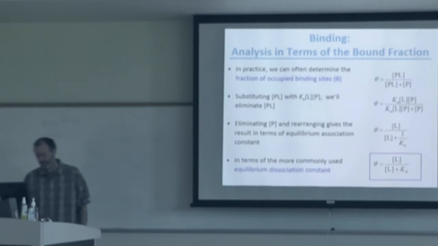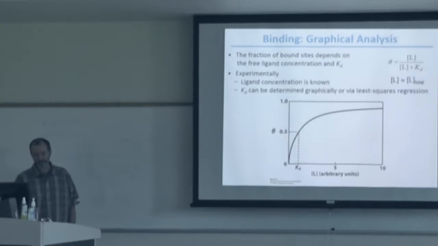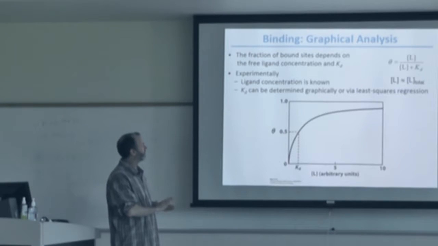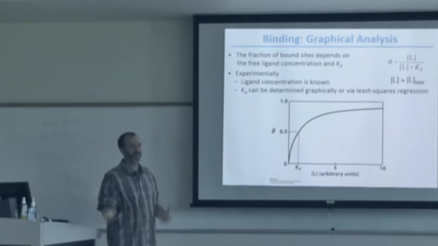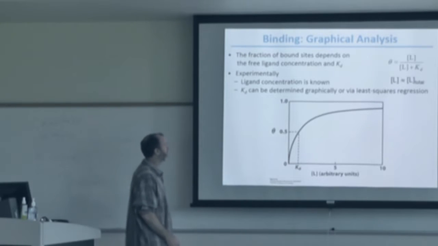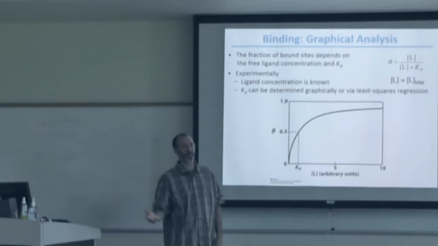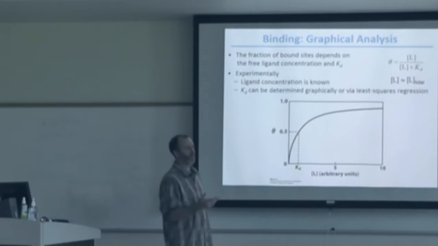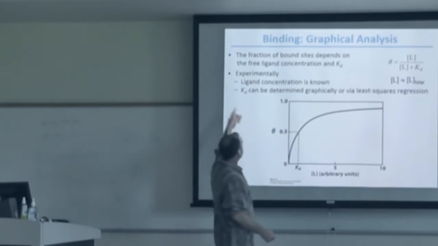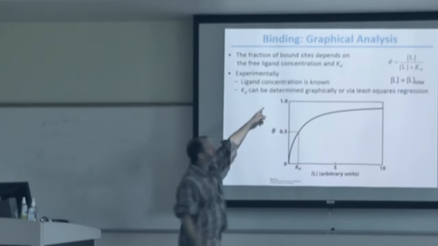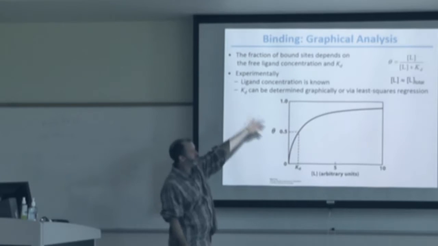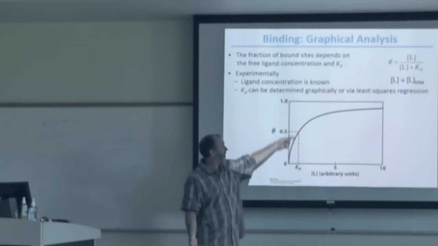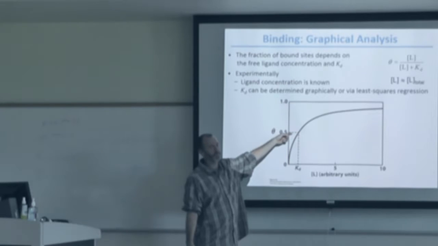So in graphical analysis, the fraction of bound sites depends on the free ligand concentration and the dissociation constant. And you can solve to see what fraction bound you're going to need to calculate the Kd. The Kd is always the ligand concentration at which you have 50% of the receptors bound.